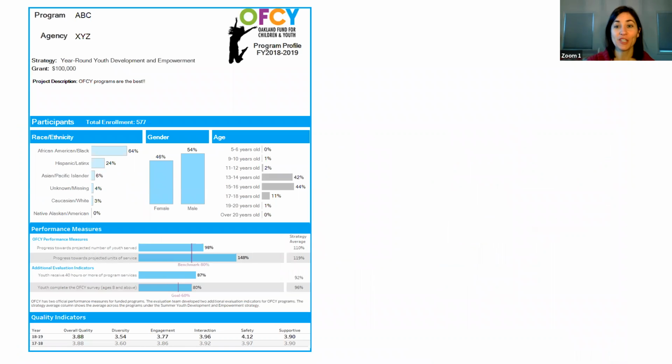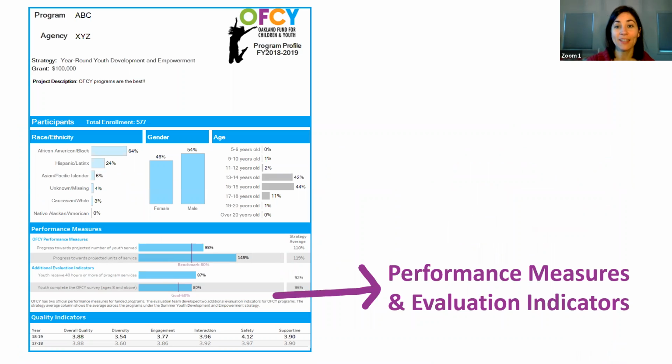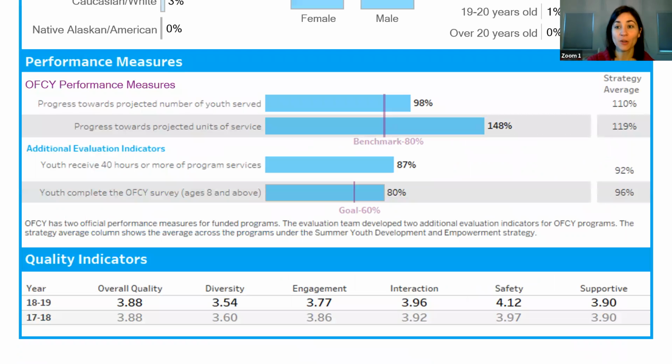And at the bottom of the first page, you will find your progress toward OFCY performance measures and key evaluation indicators. The performance measures include your progress toward enrolling the number of participants you had projected enrolling and your progress toward meeting the units of service you had projected. OFCY has set a benchmark of 80% for each of these performance measures. We also included 2 additional evaluation indicators. For programs that serve youth, we included the percentage of youth who receive 40 or more hours of service, with the understanding that this might not align with everyone's program model, and that's totally okay. This just gives us an extra indicator of the intensity of services that are provided.